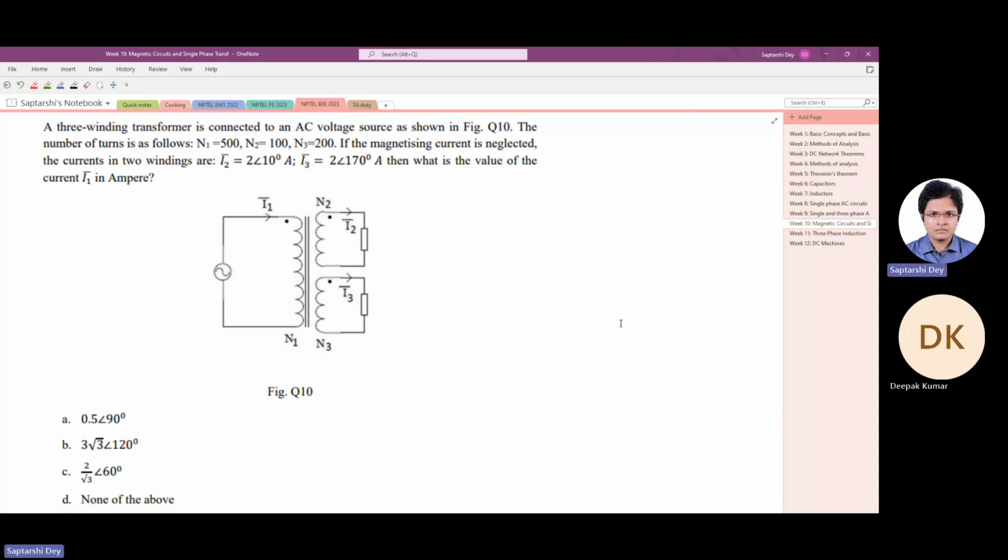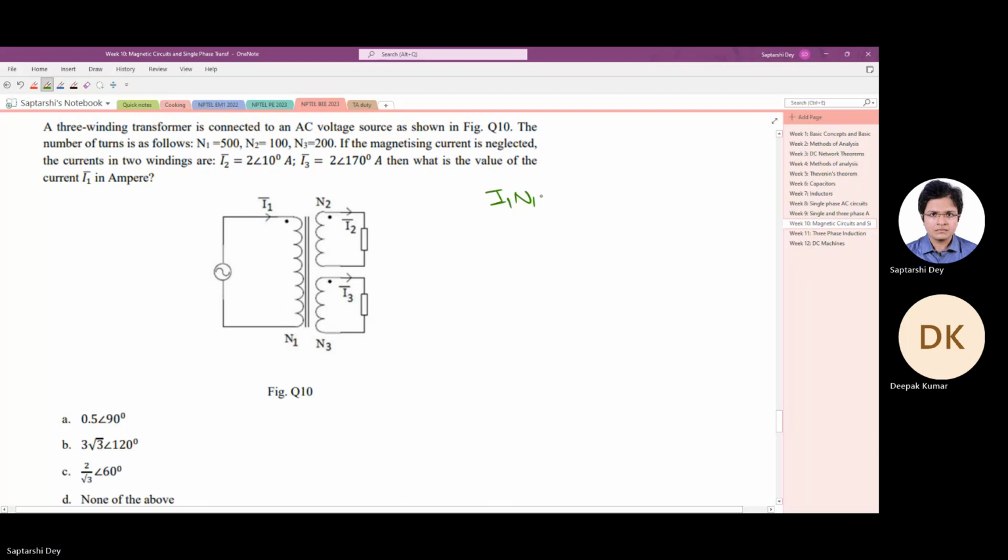A three-winding transformer is connected to an AC voltage source as shown in this. The number of turns are as follows: N1, N2, N3 they have given, and the magnetizing current is neglected. The currents I2 and I3 are given. What is the value of the current I1 in ampere? So definitely current will get reflected. It's in the inverse proportion of turns ratio.